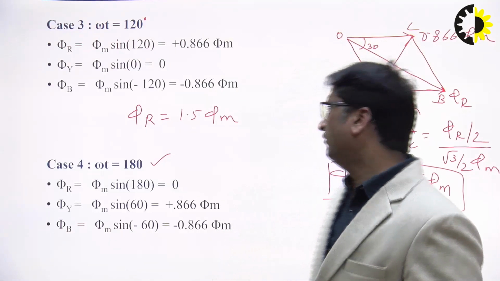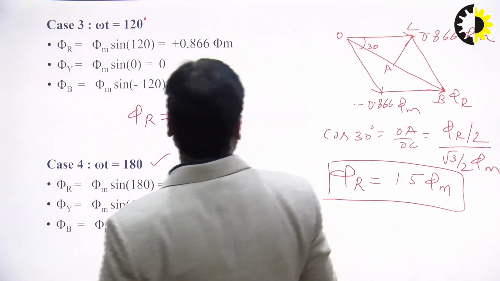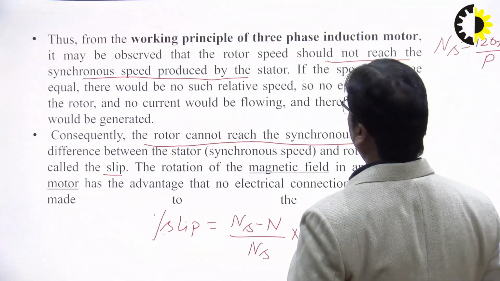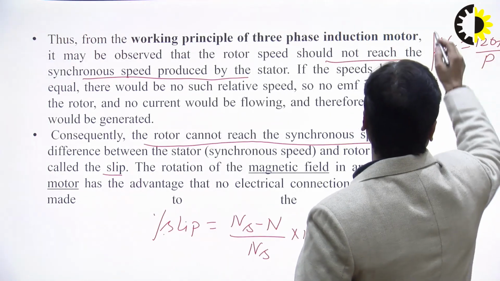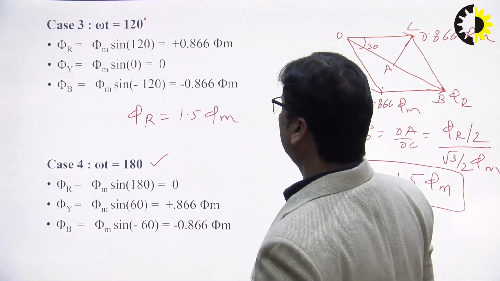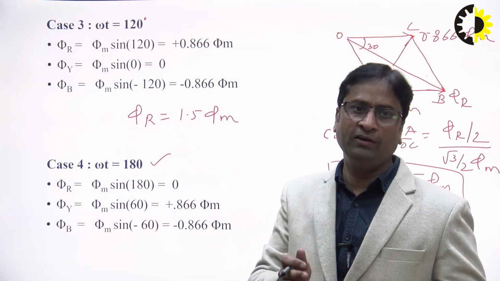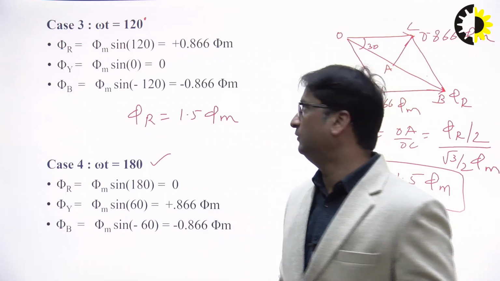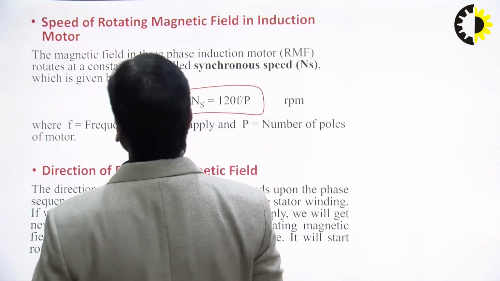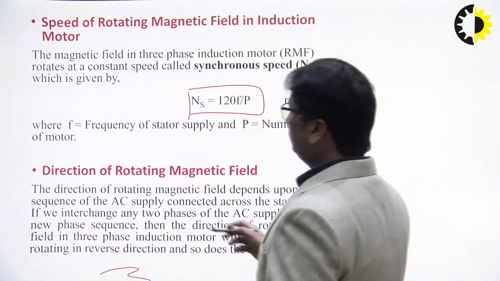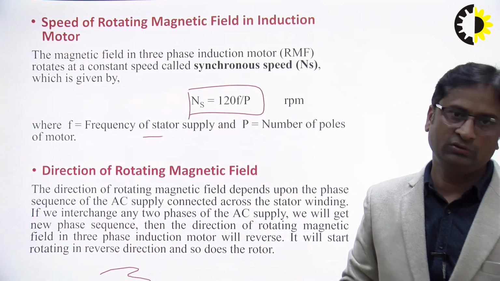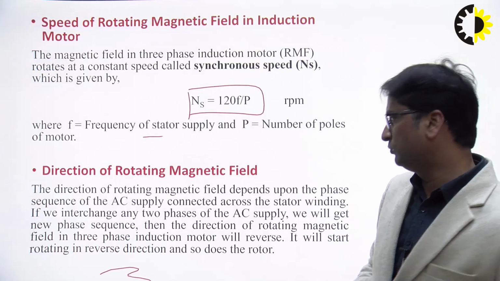And the speed, as we have already taken, the speed is given by ns, which is 120 f by p, and is called the synchronous speed. This is how the resultant field is rotating, the rotating magnetic field is this. So the speed is ns, 120 f by p, in rpm, at constant speed and constant magnitude, and this constant speed basically depends upon the frequency and the number of poles.